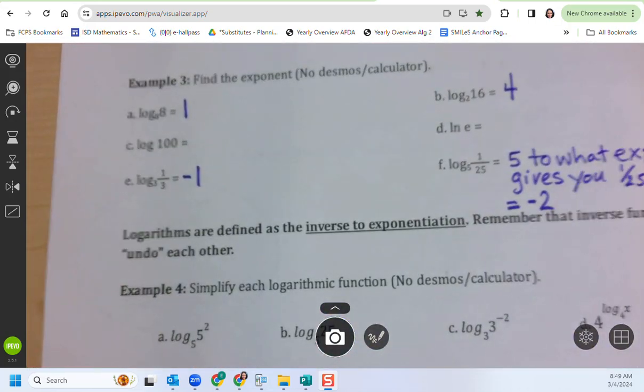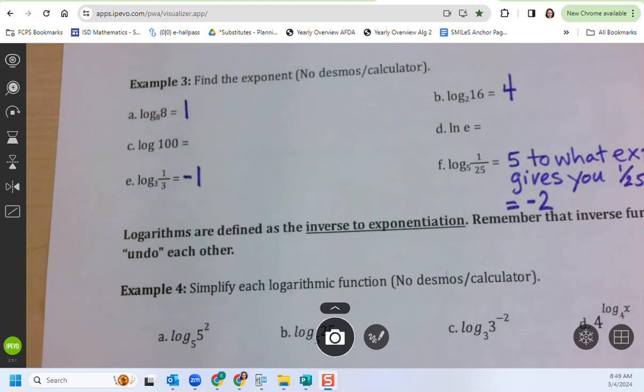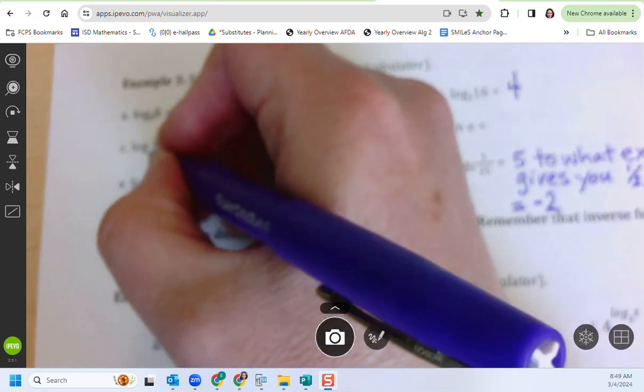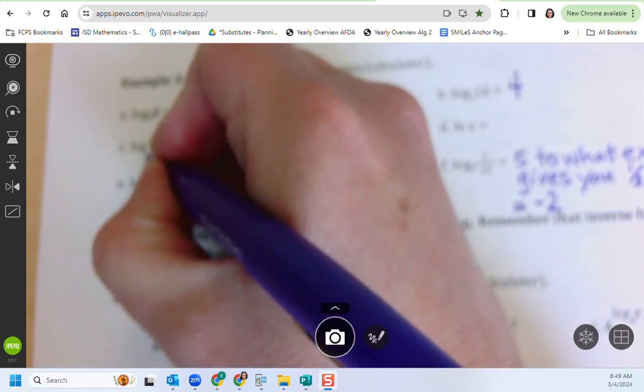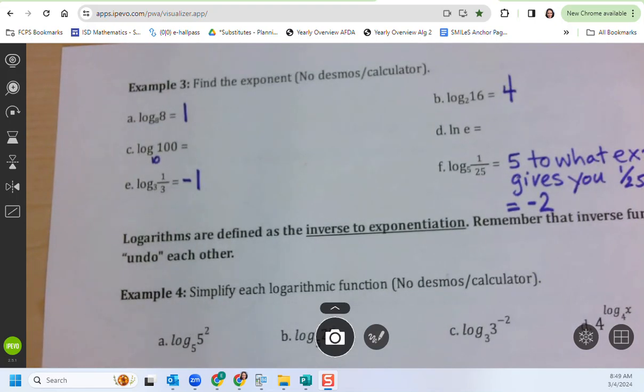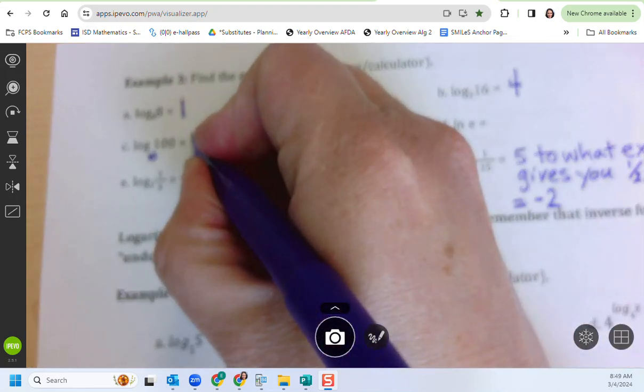All right, Ryan's group. Do you guys want to do C or D? C. Okay. So whenever I see log like this, I put a little 10 in here. So you're thinking 10 to what exponent gives you 100? What'd you get? Okay. So your answer would be 2.